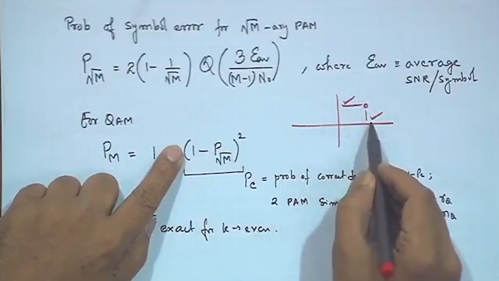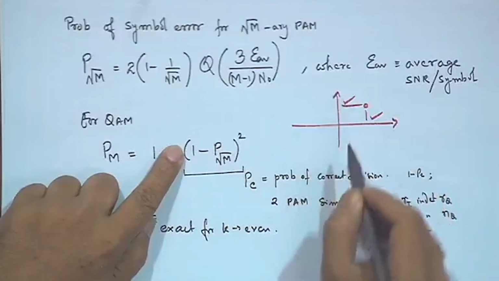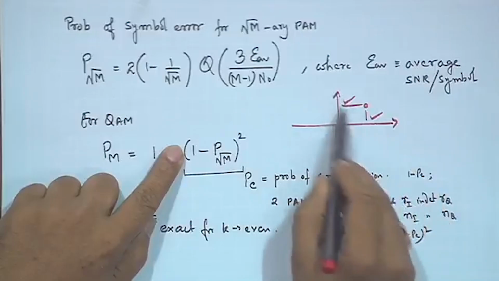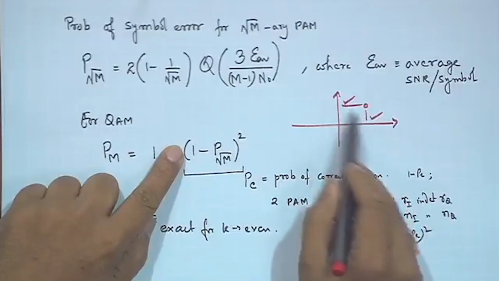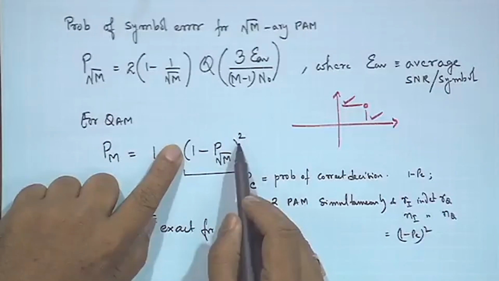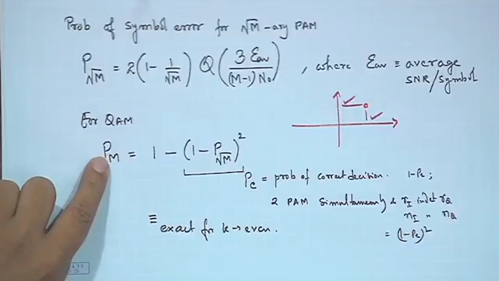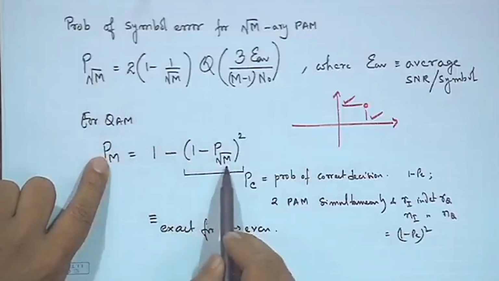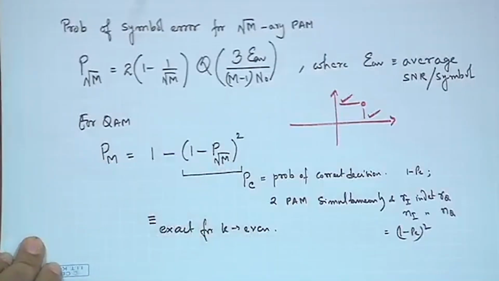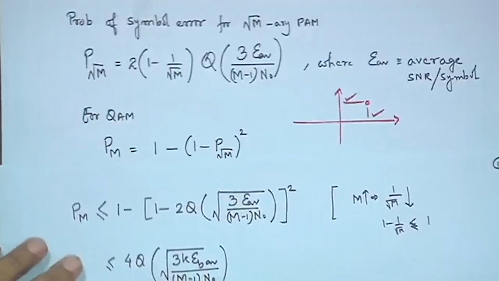When both are correct, the probability of being correct in one direction is multiplied by the probability of being correct in the other direction, because these are orthogonal dimensions and with Gaussian noise we consider them uncorrelated, which leads to independence. So the two probabilities get multiplied, and we have the square term. Now, 1 minus the probability of being correct is the probability of error. You can substitute this expression inside and you are going to get the probability of symbol error for QAM.